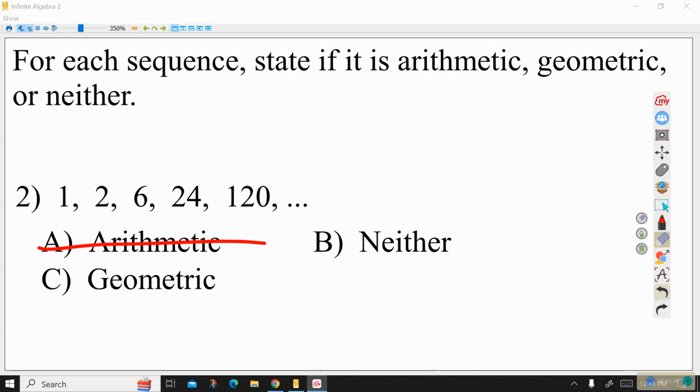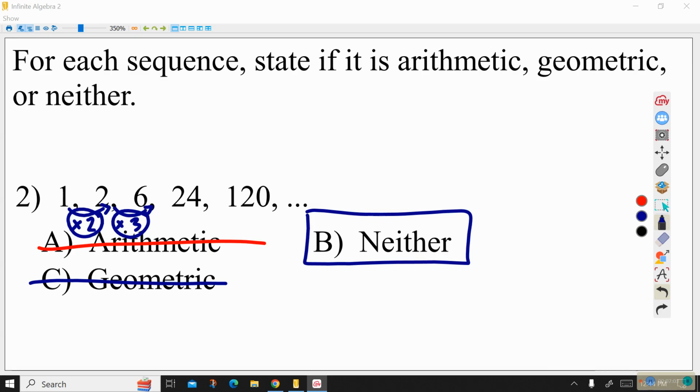So now we'll take a look at the next one. Geometric: is it multiplying by the same thing every time? Times 2 makes 1. Yeah, 1 times 2 makes 2. But 2 times 3 makes 6. So these two numbers are not the same, which means we don't have a common ratio. So it's not a geometric sequence, which leaves only one possibility: this sequence is neither. Sometimes a sequence of numbers can just be a list of random numbers, so that's also a possibility. In this case, we pick neither.